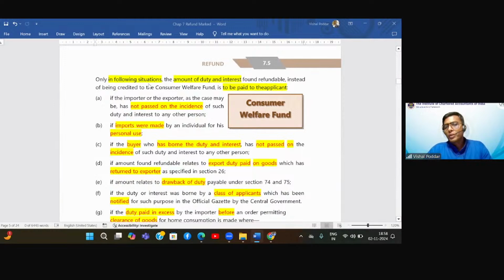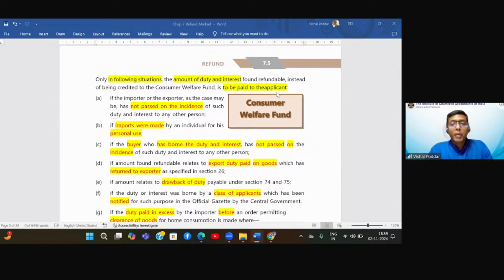Only in the following situations, the amount of duty and interest, if found refundable, will not be transferred to the consumer welfare fund but will be paid to the applicant. Now, if you remember, I had explained this at the start. Firstly, government cannot retain it because of Article 265. And you are also not entitled to retain it because you have sold the goods. So, the principle of unjust enrichment does not allow you to get the amount of duty back as refund.